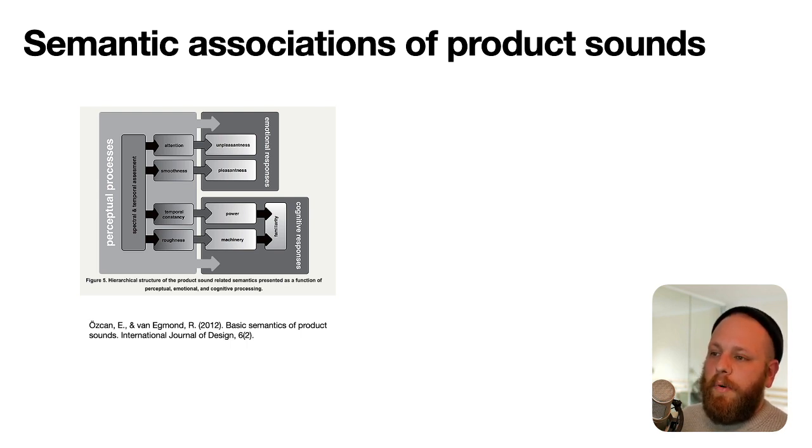Perceptual processes are about our initial perception of a sound, its shape and quality, things like the roughness, our attention towards it, the smoothness of the sound. Emotional responses are things like unpleasantness or pleasantness. And cognitive responses are more about size and power. Each dimension, emotional, cognitive, and perceptual, takes on a different role in creating the overall quality of a sound.